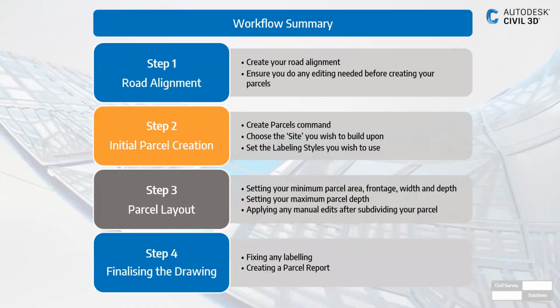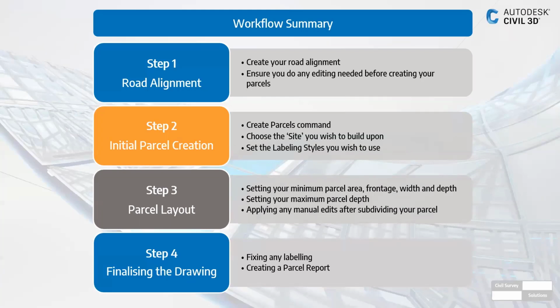So just to overall what we've done, step 1 would be to create your road alignment. Ensure you do any editing needed before creating your parcel. So make sure it's all exactly what you want it to be before going ahead with it. Step 2 would be the actual creation of the initial parcel. Make sure that you've set the site you wish to build everything upon, and then set the labeling styles you wish to use. Otherwise, you're going to have to come back and make all those edits again.